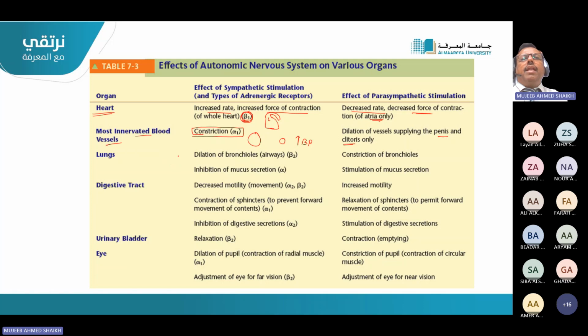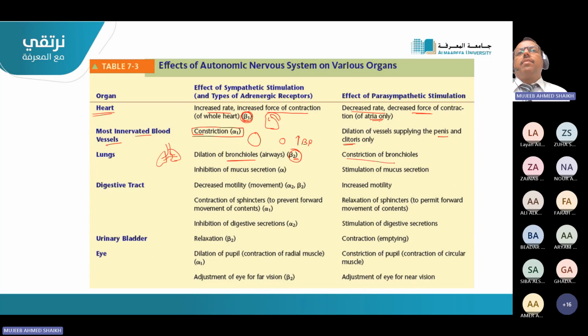Lungs. How many lungs do we have? Two. Two lungs. So which receptor will be there for the sympathetic? Beta 2. Dilatation of the bronchioles in the lungs will lead to increased airway, or increased air entering into the lungs, so oxygenation will be possible. So beta 2 receptors are found in the lung bronchioles, which will cause dilatation of the bronchioles.